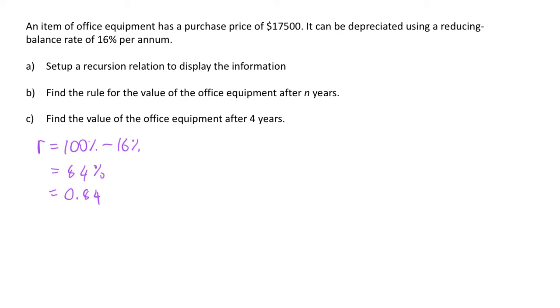And when writing this relation, I'm going to start off with my first term. So my V0 term is going to be 17,500. And then the next value in the sequence is going to equal the current value times 0.84. So V0 is equal to 17,500, then Vn plus 1 is equal to Vn times 0.84.